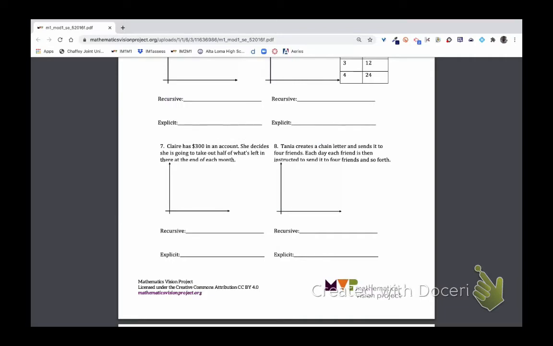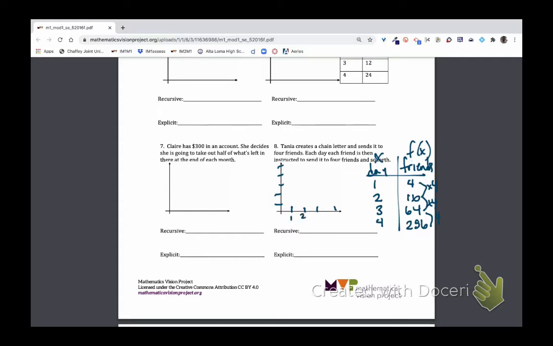For number 8, we've got a situation where a chain letter is going out. And it might be a little bit easier to create a table and then create a graph. So I would say that we have a day number here, and we have friends as our output. So our x is days, our f of x, our output is friends. On day number 1, Tanya sends it to 4 friends. Each day, that friend is then supposed to send it to 4 new friends. So on day 2, there are 16. Day 3, there are 64. Day 4, there are 256, and so on. Each day, we're multiplying by 4.